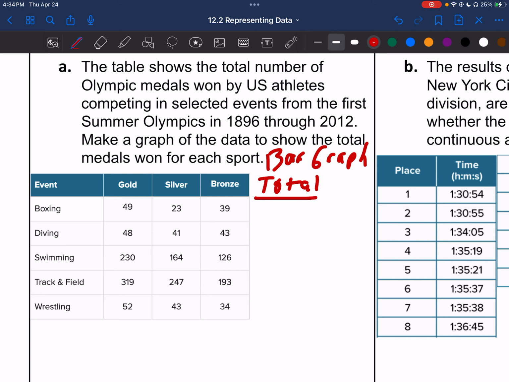So for boxing, we add those up. We've won 111 medals. Swimming, 132. How many of those were just Michael Phelps? Or sorry, diving was 132. Swimming is 520. So Michael Phelps, Katie Ledecky, we've had quite a run over the last couple of years, and this is not even including Katie Ledecky's most recent runs. Track and field, we have 759 medals total, and wrestling, we have 129 medals.